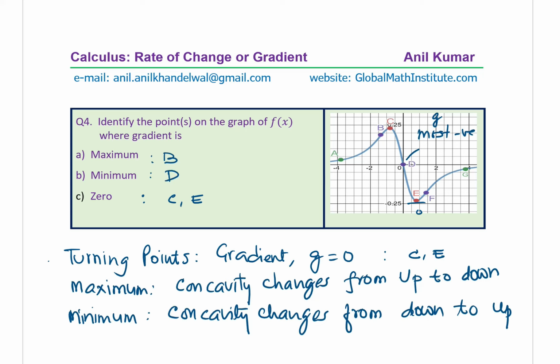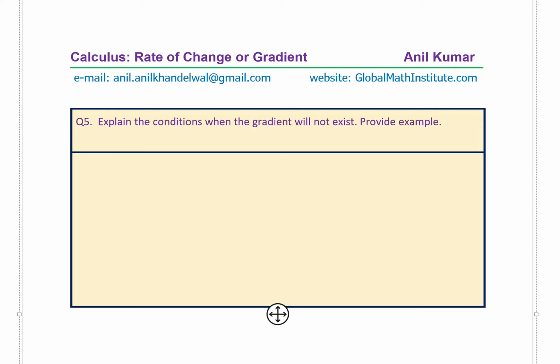And that should help you to understand all these values. Perfect. So have a good look at the graph, try to visualize it, and capture the information for all times to come. If you do that, you're going to save a lot of time in multiple choice questions and also in regular examination. Question number 5 here is: explain the conditions when the gradient will not exist. Provide examples. Now that's a very interesting question.